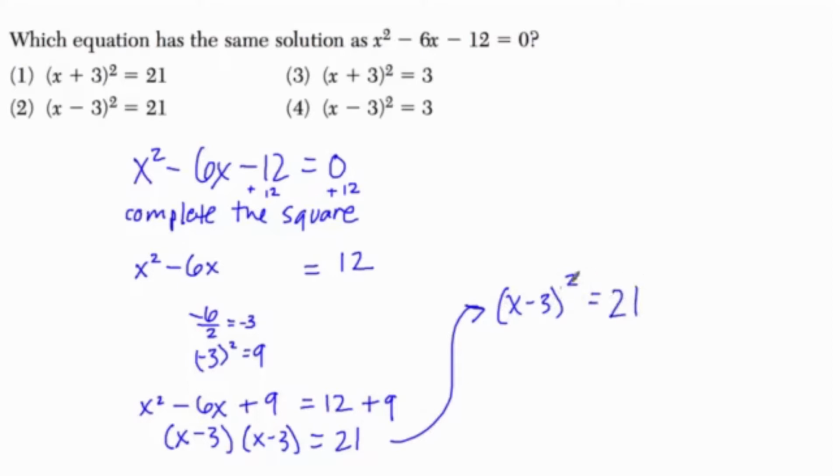Now, we could then continue to solve and take the square roots of both sides. But if we stop here, we say, hey, wait a second. This one right here matches this one right here. So we don't actually have to find the solutions. We can stop right there and say we have found our answer. It's answer choice number 2.